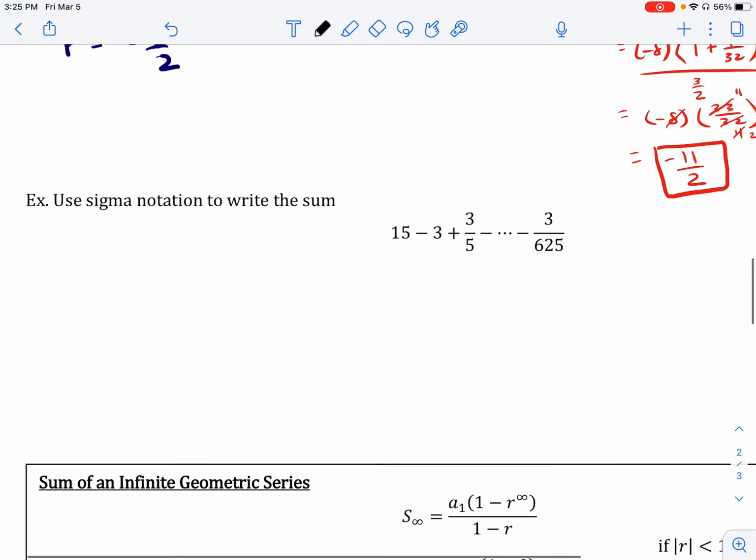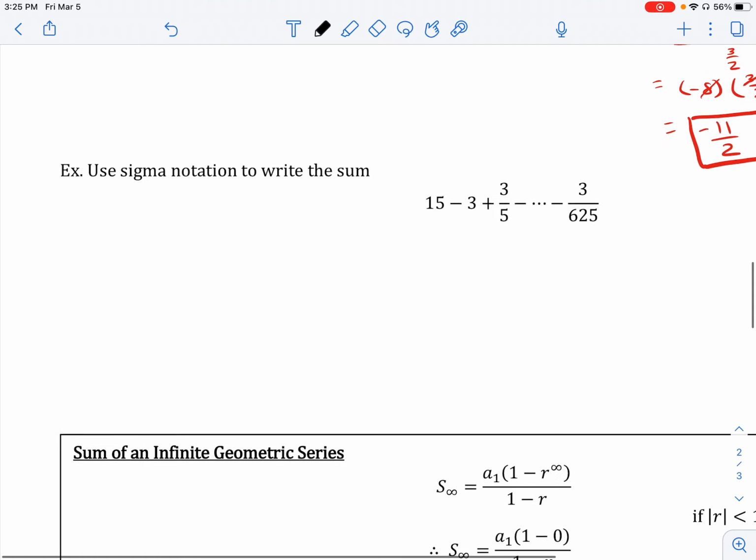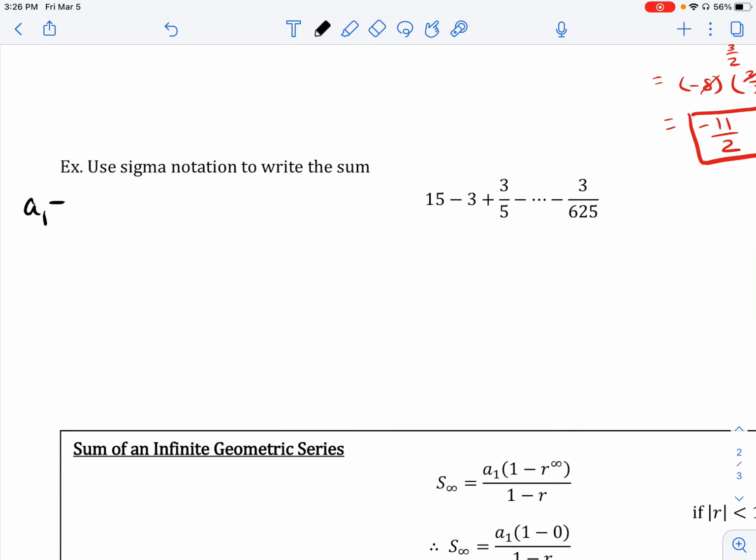Well, if you had a chance to work through it, we can establish a couple things. First off, a sub 1 is equal to 15. Our common ratio is our second term divided by first term, so negative 3 over 15, which is just negative 1/5. What eludes us right now at first glance is what order number this is. What term is negative 3 over 625? So let's solve for that.